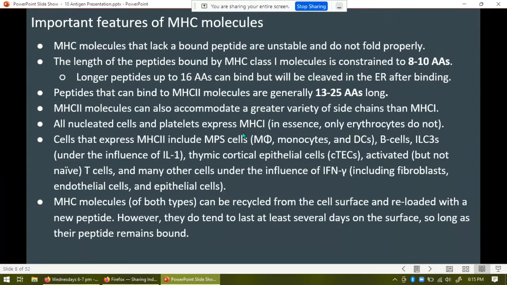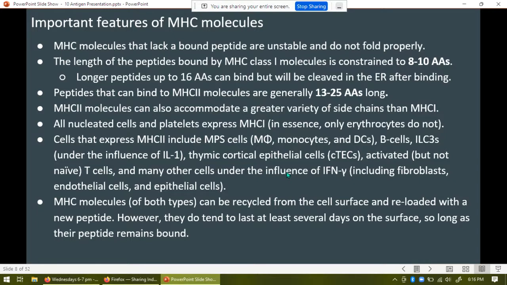Remember, all nucleated cells and platelets express MHC1, and only certain cells express MHC2. So that's going to be your myeloid phagocyte system, your macrophages, monocytes, and dendritic cells, but also your B cells. And under the influence of interleukin-1, ILC3s and ILC2s can also express MHC2, as well as thymic cortical epithelial cells. We'll learn more about what those do later during T cell development. And also activated T cells, but not naive T cells.